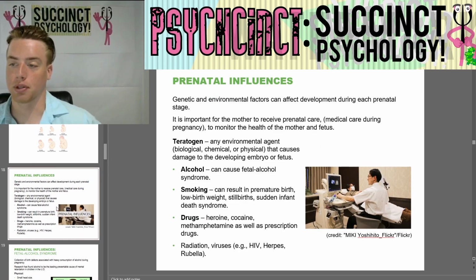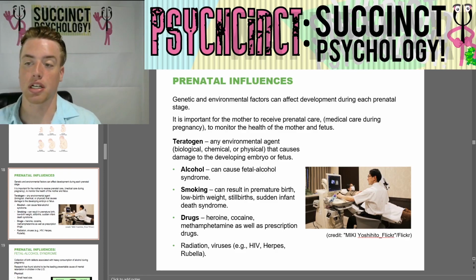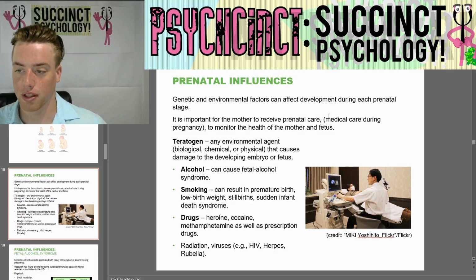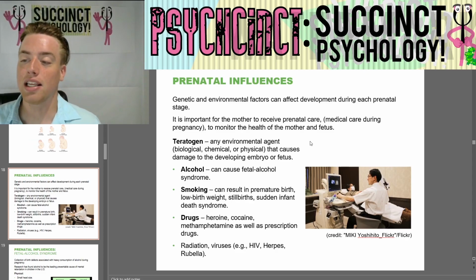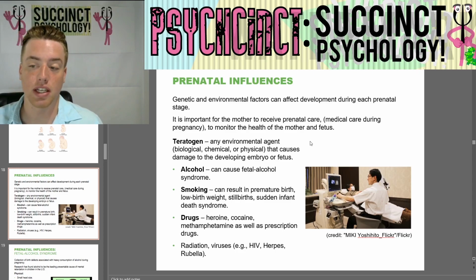Now, prenatal influences. Genetic and environmental factors can affect development during each prenatal stage. It is important for the mother to receive prenatal care, or medical care during pregnancy, to monitor the health of the mother and fetus. Now, a teratogen, if I'm saying that correctly, is any environmental agent, biological, chemical, or physical, that causes damage to the developing embryo or fetus.